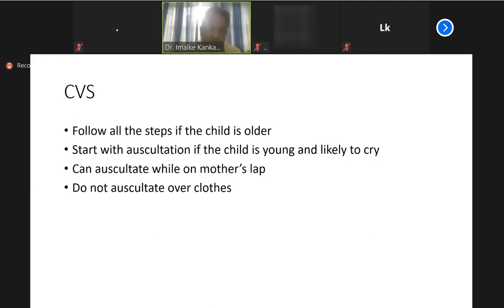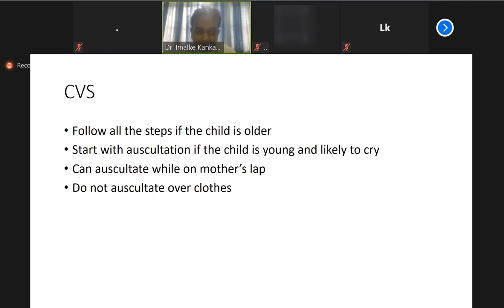So in cardiovascular system, you can follow all the steps if the child is older. So don't ask me up after which age. I can't tell you, right? Because most of the time you will get bigger children's cardiovascular system examination, right? So start with auscultation if the child is young and likely to cry. Looking at the child, sometimes you will realize, okay, child is not that compliant with what you are going to do. If child is less than 1 year, definitely better to start with auscultation of the precordium before you are going to mask the physical signs.